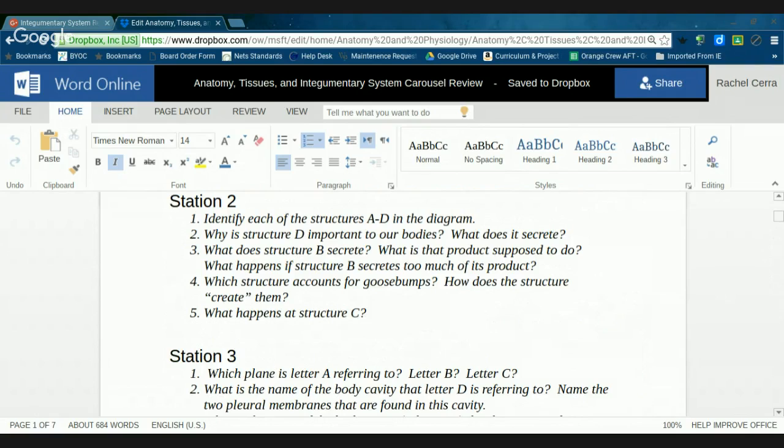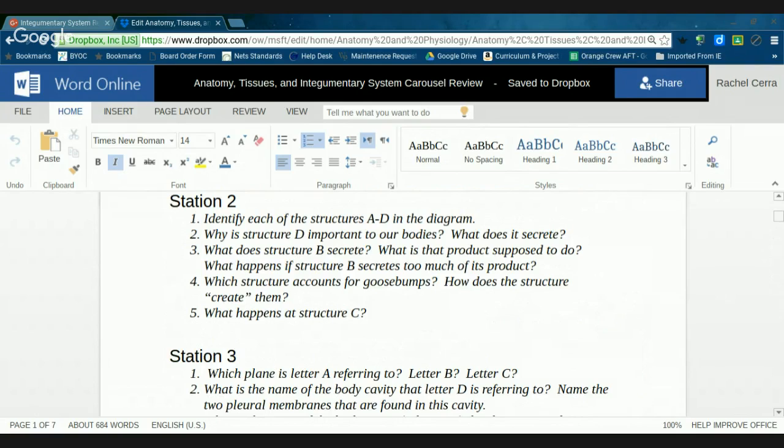Number 3, what does structure B secrete? That would be sebum. And what's that product supposed to do? It's supposed to help lubricate your skin, help keep moisture in your skin. And too much of that sebum being released can lead to acne or pimples. A clogged pore, clogged with that oil and dirt, forms that wonderful pimple or acne.